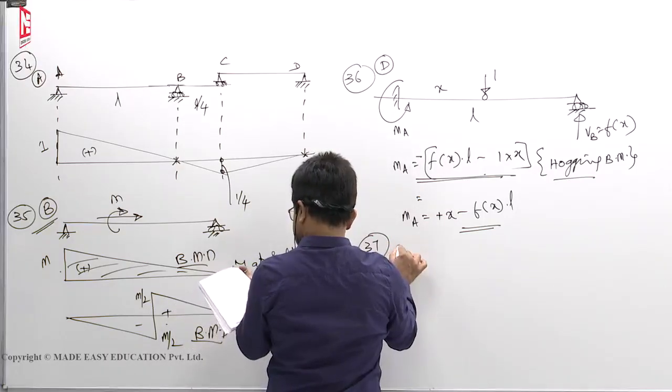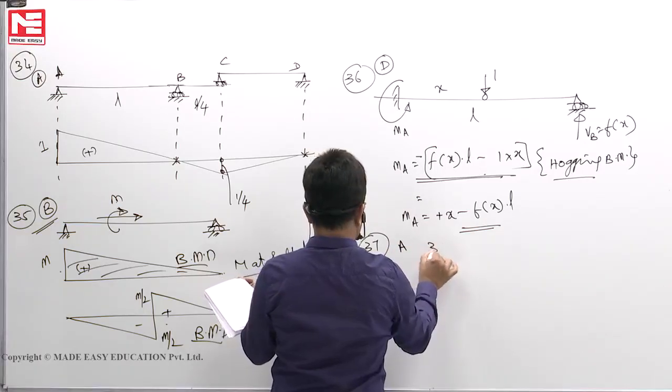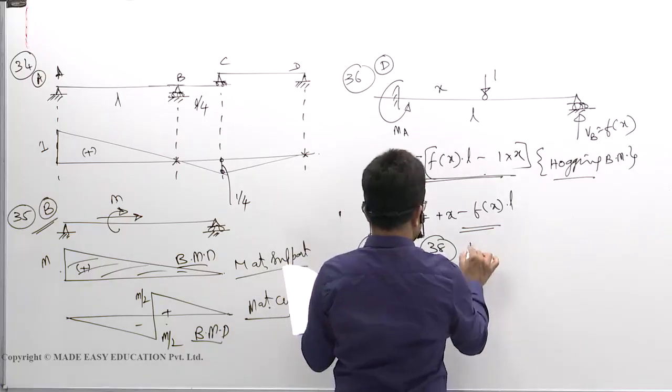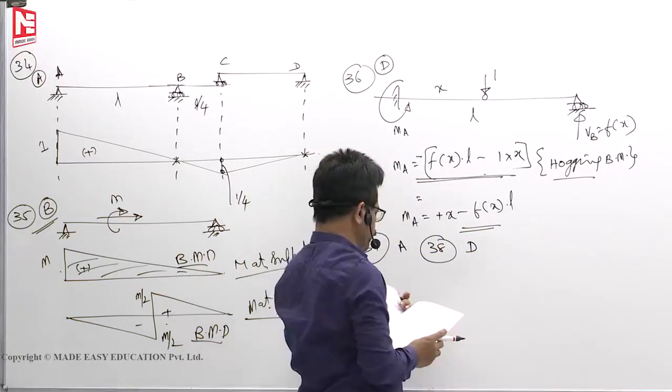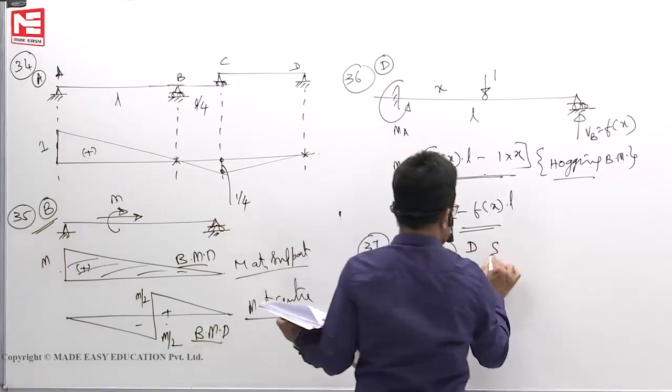37. Area of the ILD for reaction 3L by 8. This I have given you in the class. 38. 3 wheel loads, either 26 or 24 kilonewton, should be placed at the section. 38 also solved in the class.